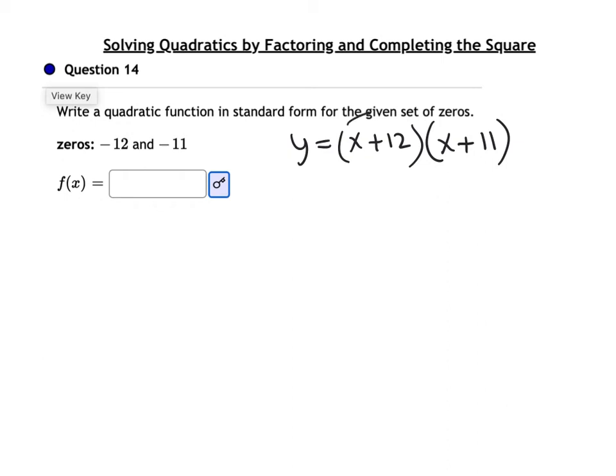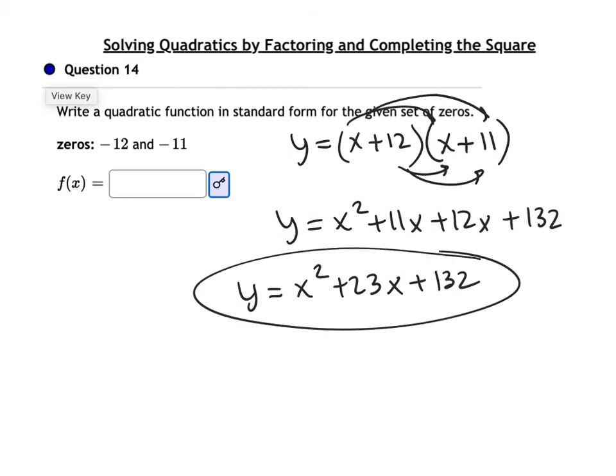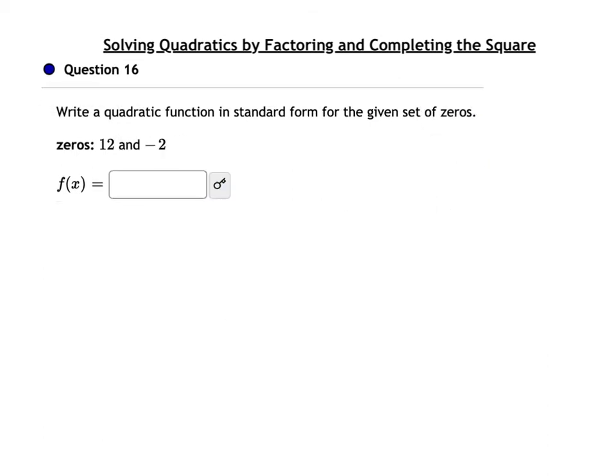What we need to do is FOIL then, take the x to both, take the 12 to both. y equals x squared plus 11x plus 12x plus 132. And our final answer is y equals x squared plus 23x plus 132. Another example. What factor would create a 0, 12?